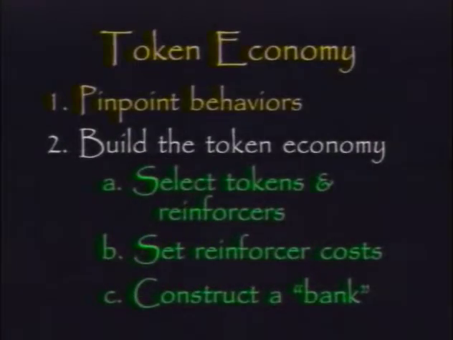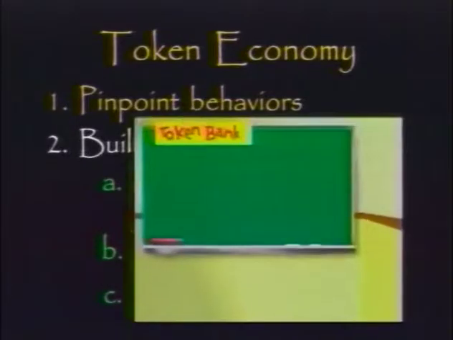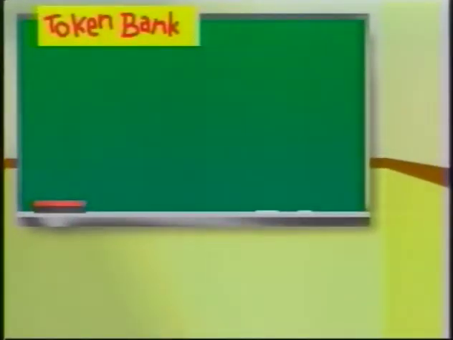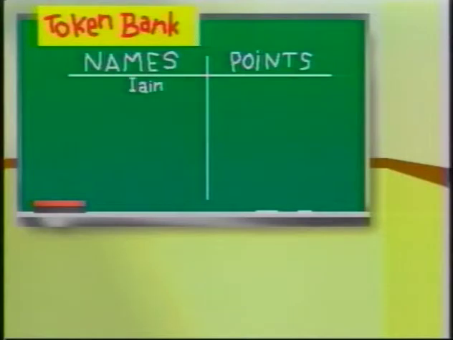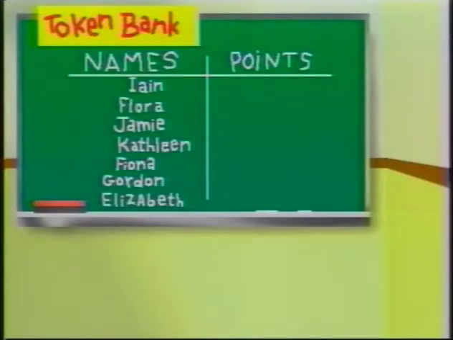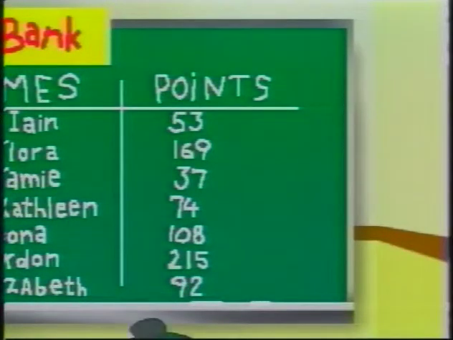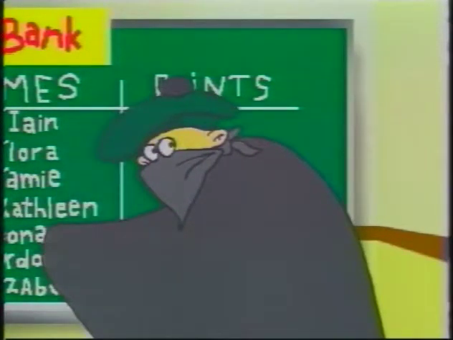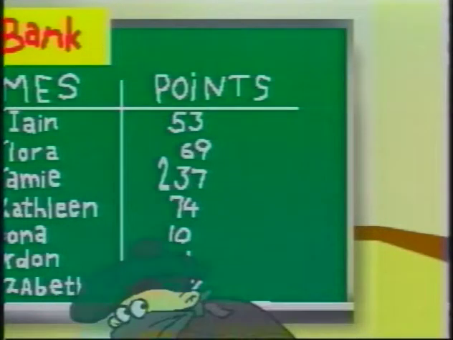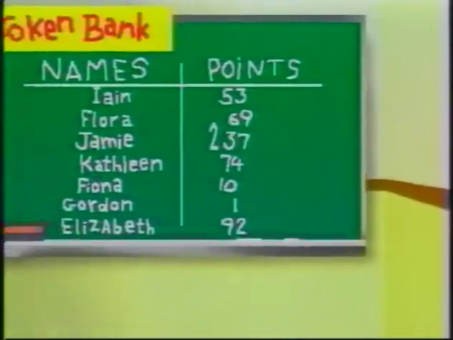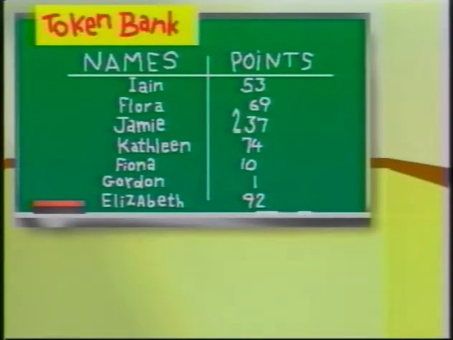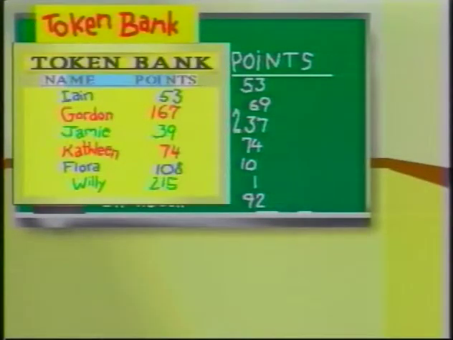Next, select a method to keep track of tokens that students earn and spend. Perhaps a classroom bank listing students' names where you can keep a running tally of their tokens. Publicly posting the bank accounts provides feedback and fosters positive competition among class members. But watch out for the wee rogues. To protect your bank records, post the bank in a highly visible location and always keep a backup copy handy.